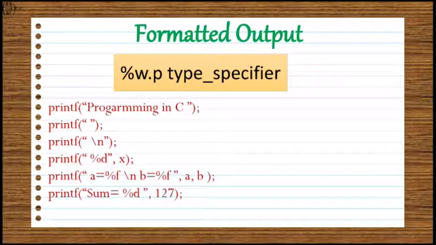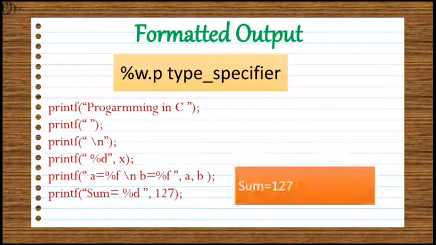Next printf, sum equal to %d and then 127. So here on output screen first "sum equal to" will be printed, and then 127 is replaced in %d symbol. So the answer on output screen will be sum equal to 127.